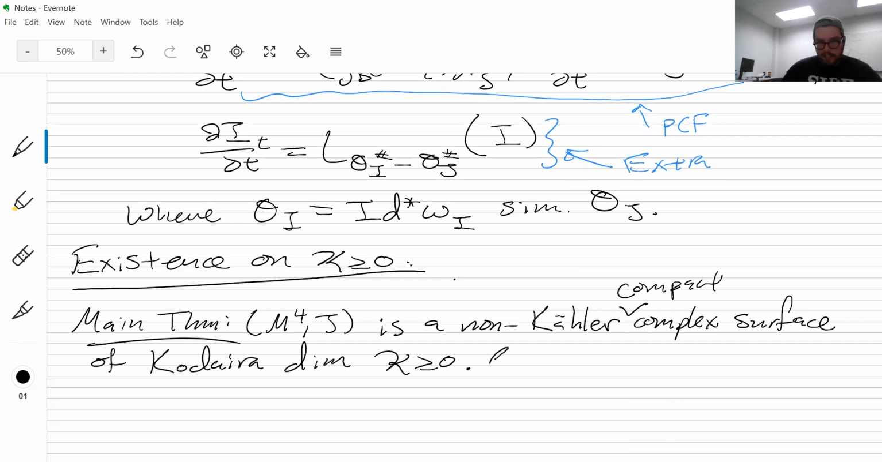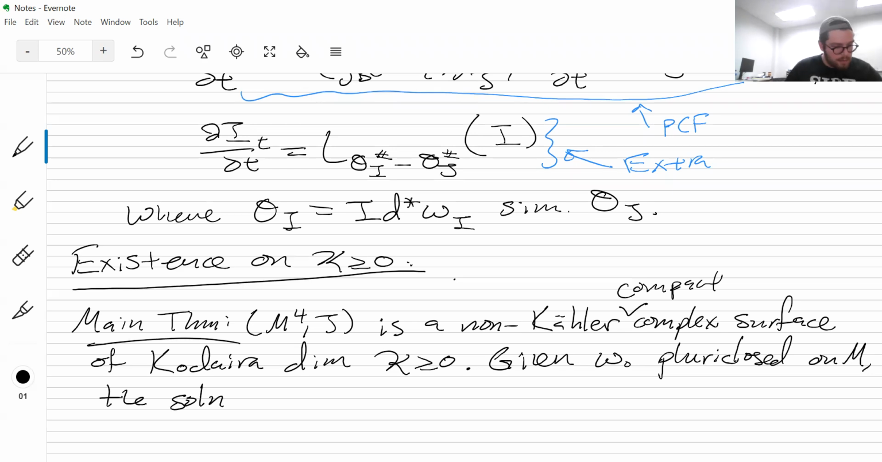Then if we're given omega naught pluriclosed, right, a pluriclosed metric, the solution to pluriclosed flow exists for all forward time.